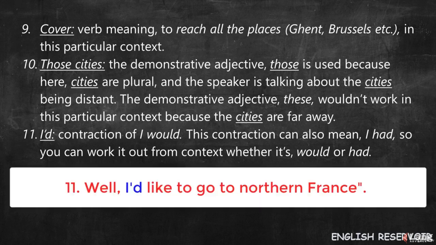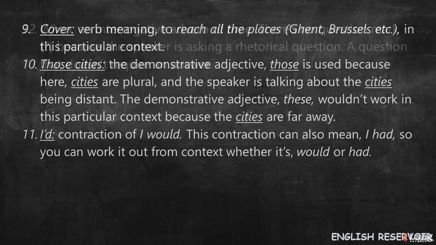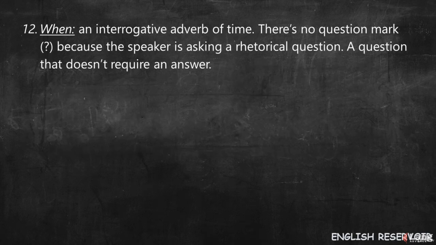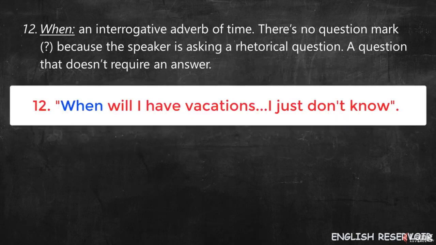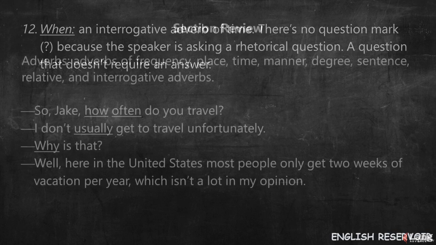11. I'd, contraction of I would. This contraction can also mean I had, so you can work it out from context whether it's would or had. 12. When. An interrogative adverb of time. There's no question mark because the speaker is asking a rhetorical question, a question that doesn't require an answer.